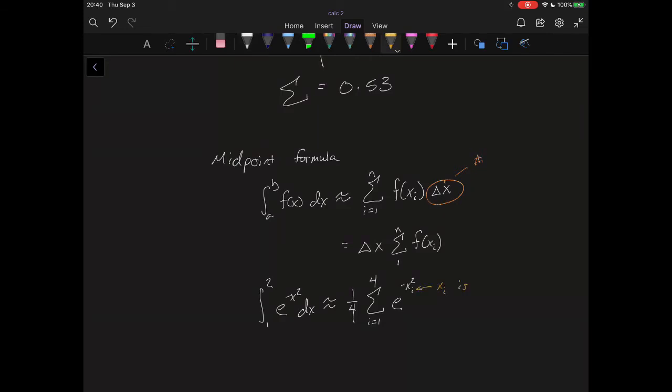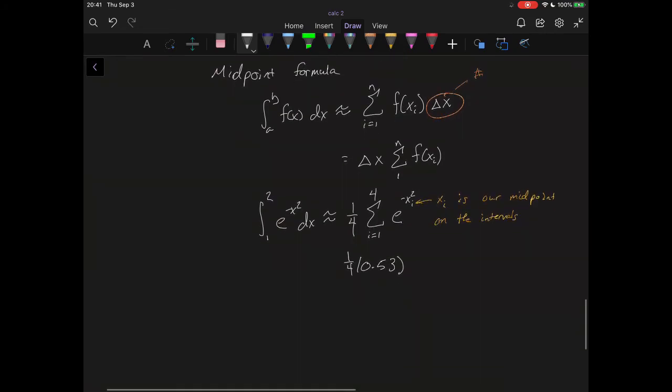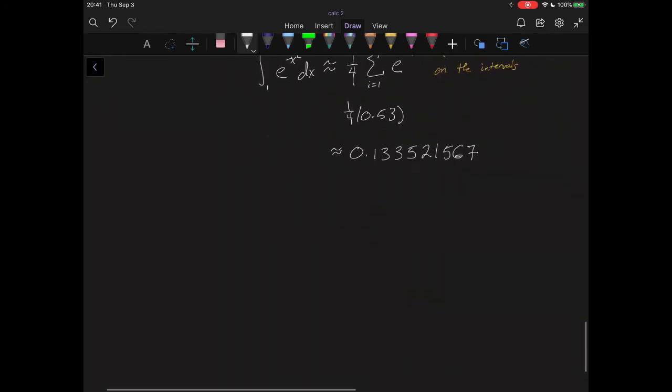And each of these x sub i's is our midpoint on the intervals that we specified. And we already calculated it, so it's 1/4 times 0.53. And 1/4 times 0.53 is approximately 0.13. Okay. And if you were to write it out, it'd be 3,521,567.